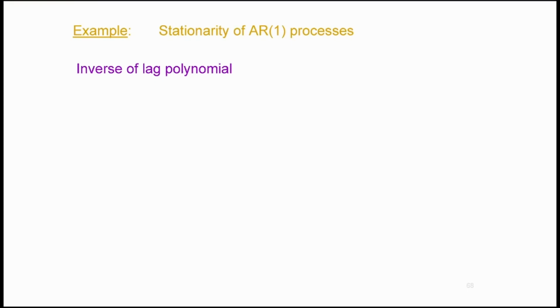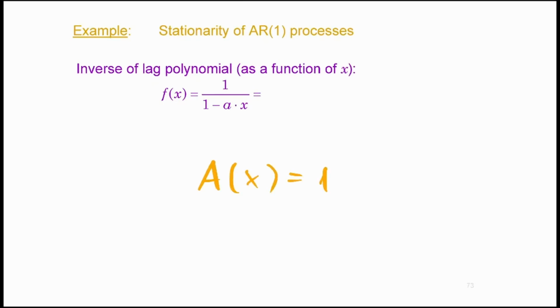Okay, now we just assume that we wish to find the inverse of the lag polynomial. The inverse of the lag polynomial is 1 by 1 minus ax, if it's basically a function of x. So keep in mind that a of x is 1 minus ax. This is what it would be.